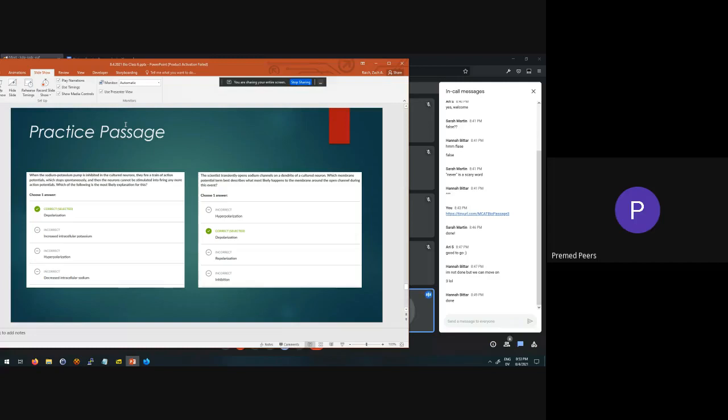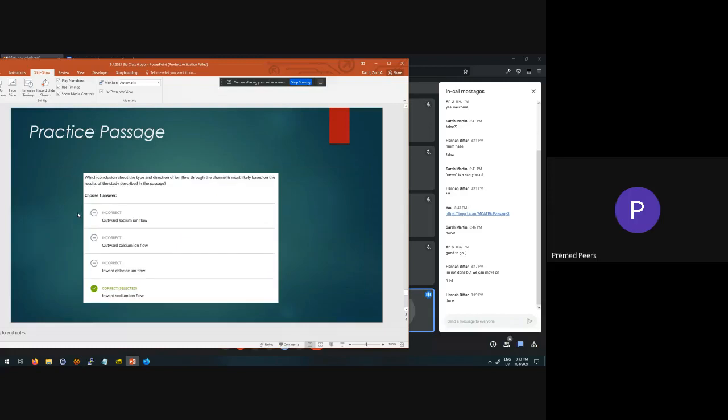Okay, the scientist transiently opens sodium channels on the dendrite, which the following describes what happens. Well, there's more sodium on the outside. So if we open the sodium channel, we're going to make it positive and we're going to depolarize. And that's something that some excitatory neurotransmitters will do.